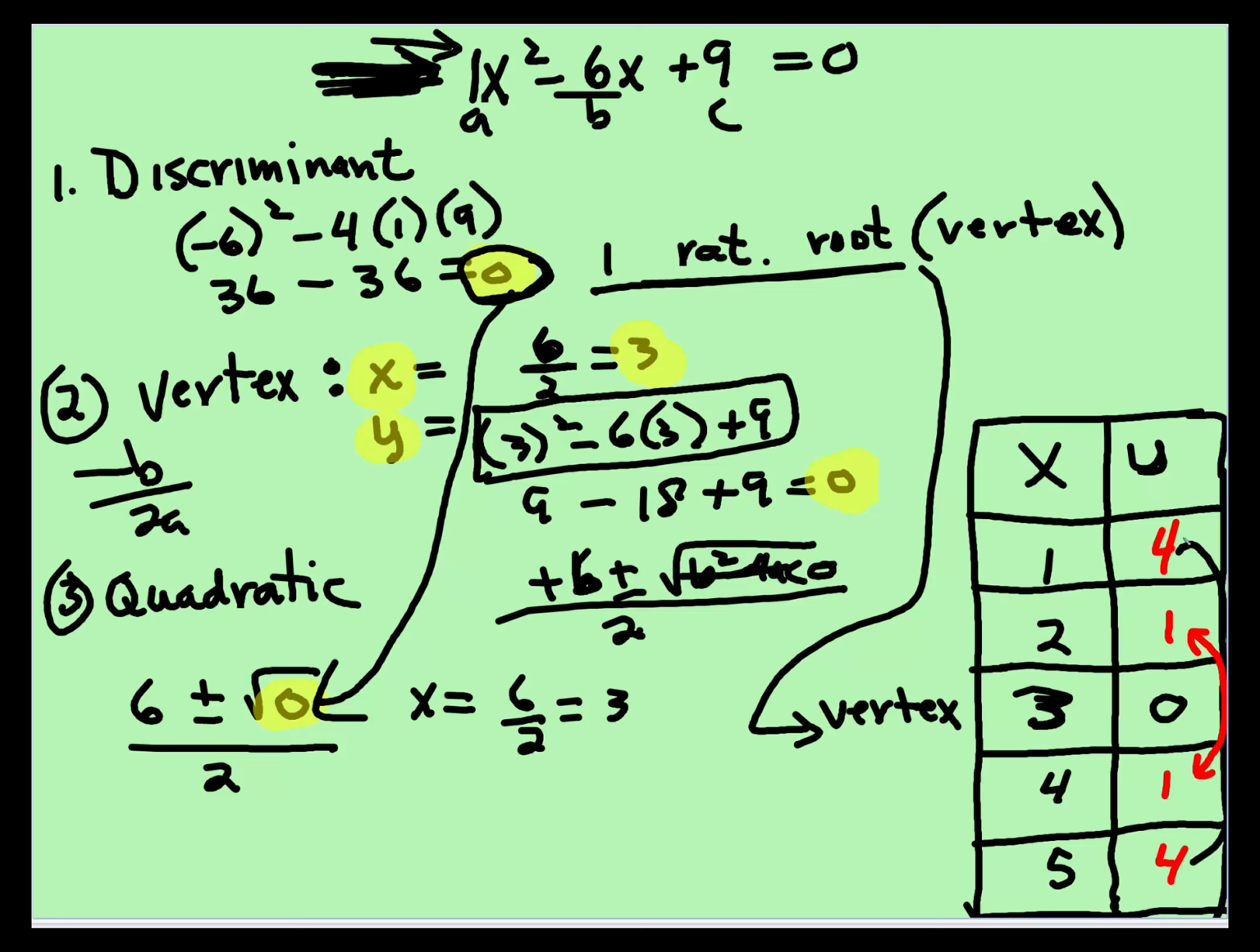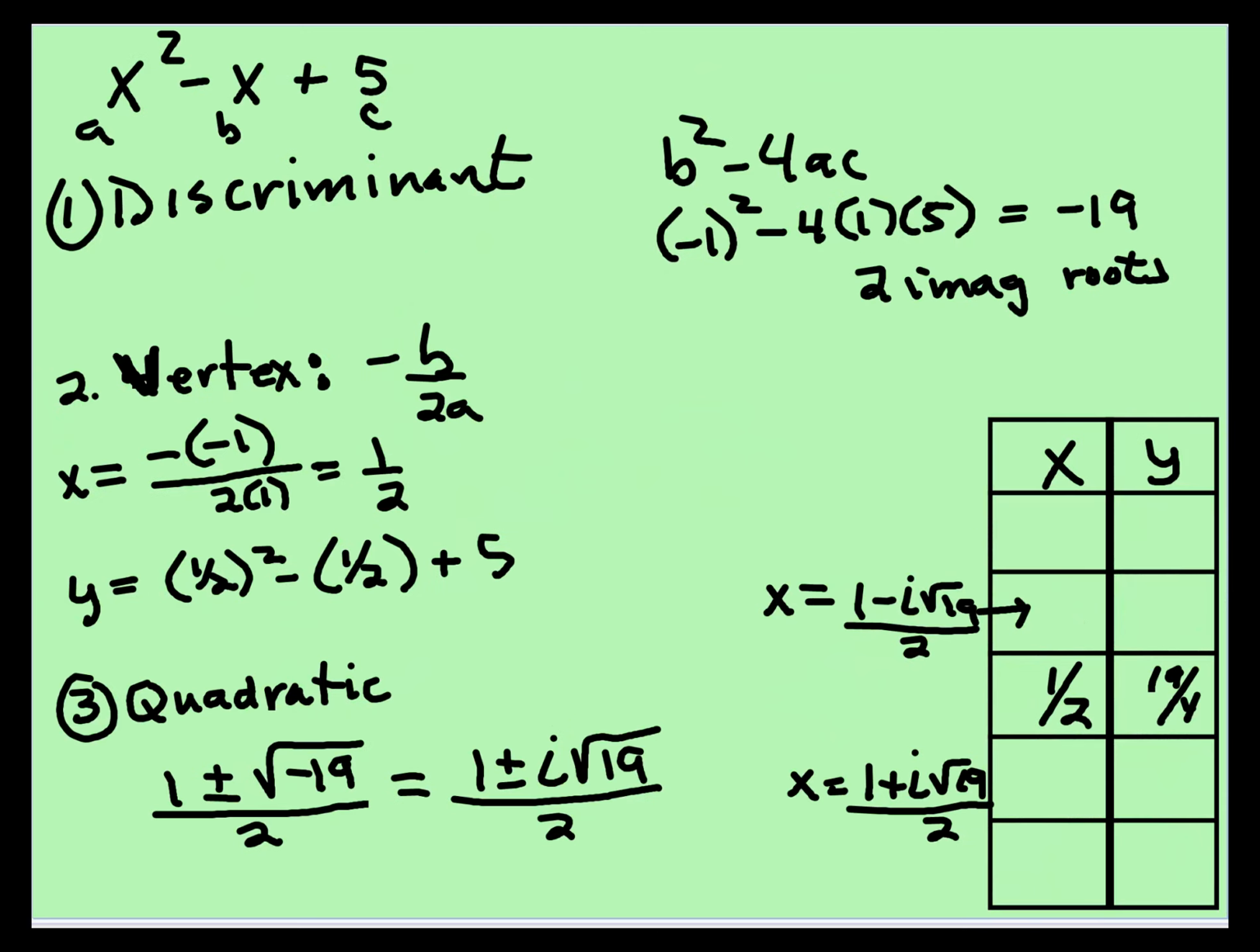Well, remember, it's symmetrical. So the final example that we have is, here's the quadratic, x squared minus x, and remember those invisible ones right there, plus 5. So when we do the discriminant, b squared, which is 1, minus 4 times 1 times 5 is 20. 1 subtract 20 is negative 19.